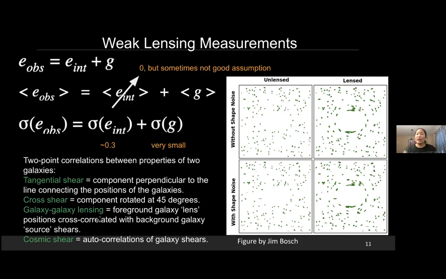Galaxy-galaxy lensing is the term for the 2-point cross correlation between a foreground galaxy lens position and a background galaxy source shear. So actually this example is sort of an example of galaxy-galaxy lensing, although something that has this much of a signal would probably be cluster galaxy lensing. And then this last term, which I've already been using, cosmic shear, that's a shorthand for the lensing by large-scale structure, which is commonly measured as a 2-point autocorrelation of a pair of galaxy shears or shapes.